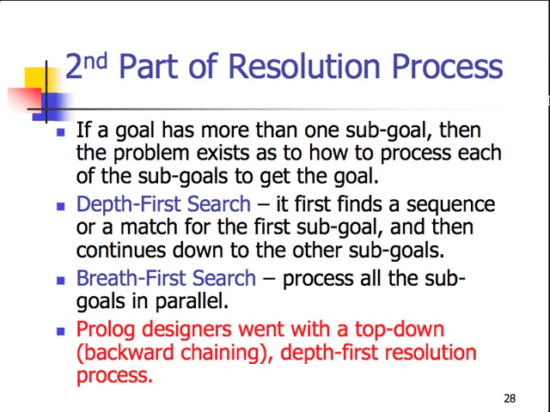Okay, so the second part of the resolution process: if the goal has more than one sub-goal, then the problem is how to process each one of the sub-goals to get to the goal. An example is everyone has to take joint seminar to graduate. You have to go, well, what majors are they? Are they all business majors? Or are they computer science majors? And then when you start looking at the sub-goals, you can break it out and say, well, if we substitute in a business major, then they don't have to take joint seminar.